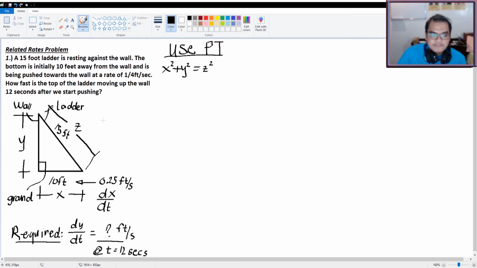Therefore, we can say that z is constant. If z is constant, when we take the derivative of this equation, x squared plus y squared equals z squared, the derivative of z squared must be 0 because z is a constant. Taking the derivative, you must have 2x dx over dt. Of course, don't forget the dx over dt.